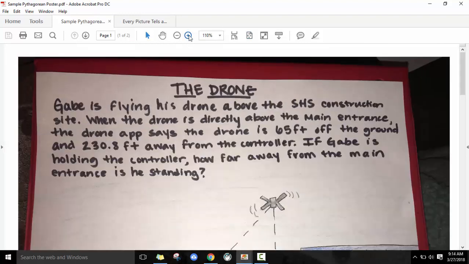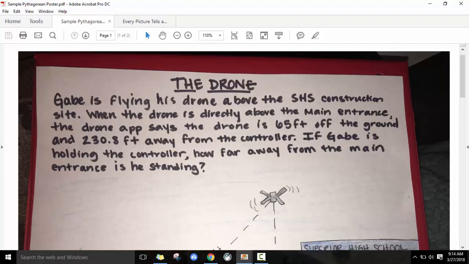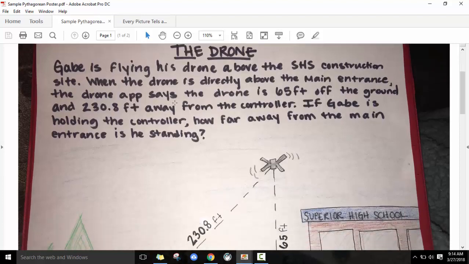It says, Gabe is flying his drone above the SHS construction site. When the drone is directly above the main entrance, the drone app says the drone is 65 feet off the ground and 230.8 feet away from the controller. If Gabe is holding the controller, how far away from the main entrance is he standing? So there's a clear question there.